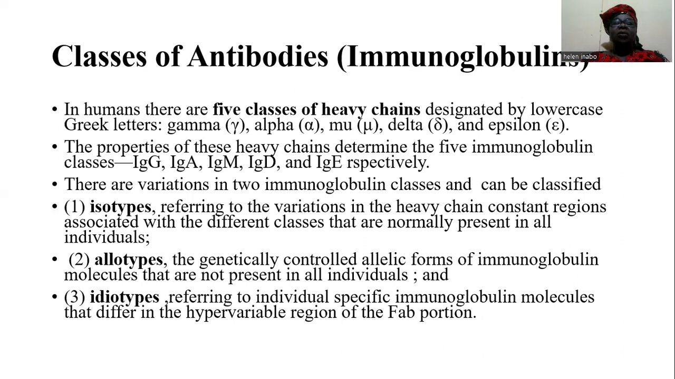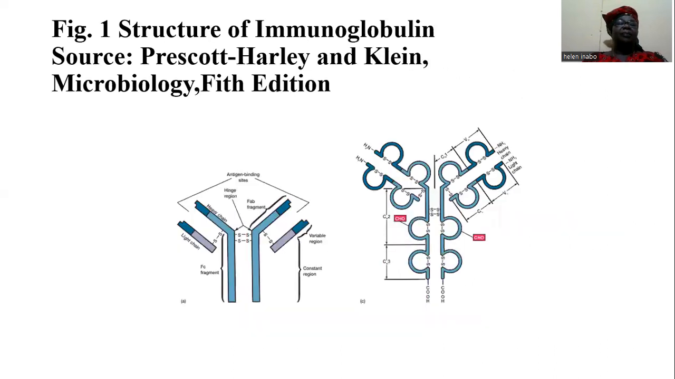However, there are variations in immunoglobulin classes that can be classified as isotypes, referring to the variations in the heavy chain constant regions associated with the different classes that are normally present in all individuals. Then the allotypes, the genetically controlled allelic forms of immunoglobulin molecules that are not present in all individuals. And the idiotypes, referring to individual specific immunoglobulin molecules that differ in the hypervariable region of the FAB portion.